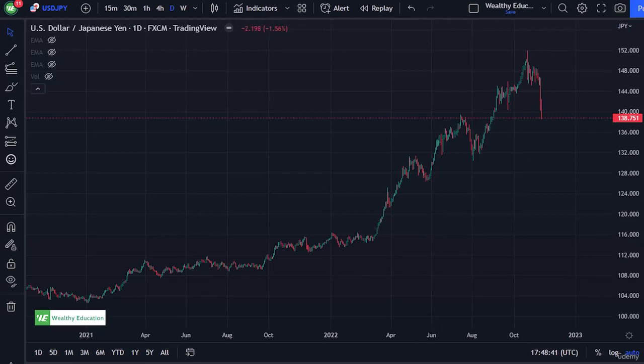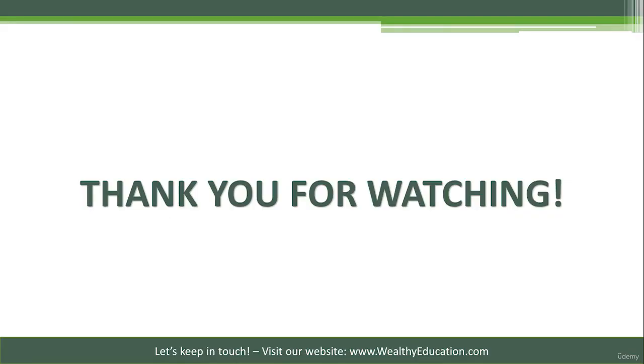So that ends module one, chart pattern trading foundation. In the next module, we're going to start taking a look at the most bullish chart patterns.